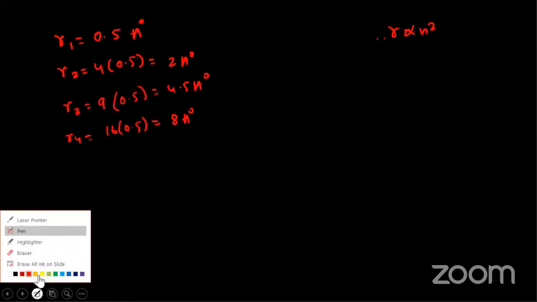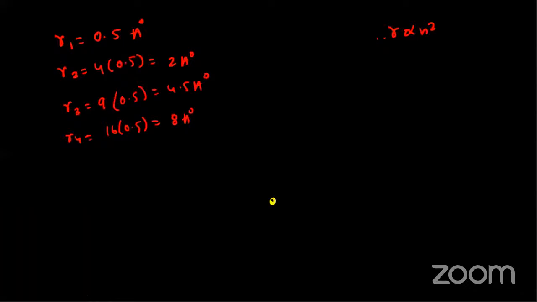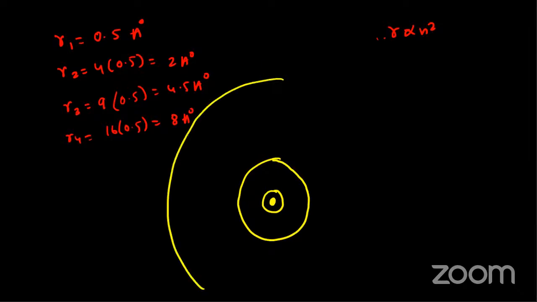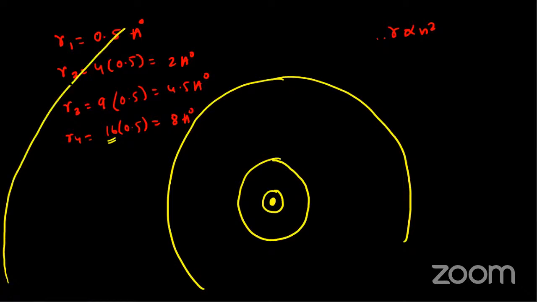The radius of the fourth orbit will be 16 into 0.5, or 8 Angstrom, right? As you go farther and farther away, the orbits are very far. To find an electron in the next orbit you have to go 4 times farther, then 9 times the first distance, and for the fourth radius you have to go 16 times the first one. So I have to go much farther here. This is how you can find the distance of the orbitals.